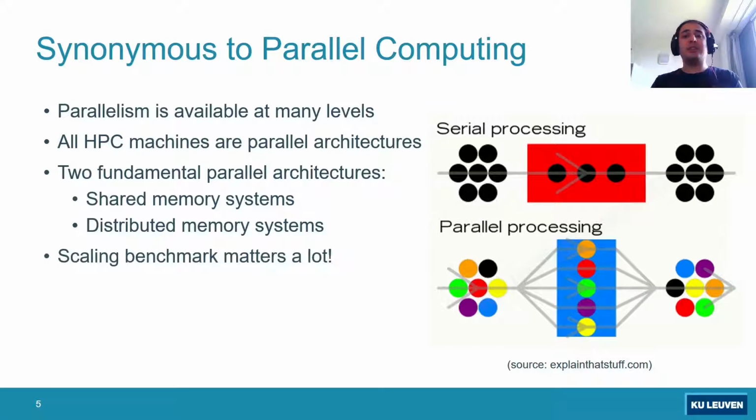And what matters a lot in HPC is benchmarking and scaling tests to see that your employed techniques for parallelization actually work. And this kind of benchmarking would help you to improve the efficiency, speed, and performance of the developed codes.